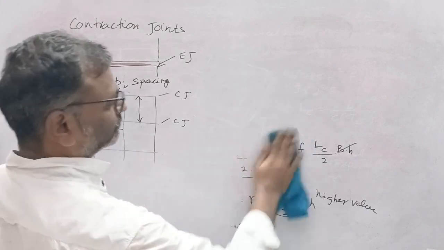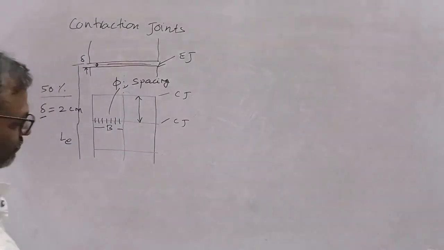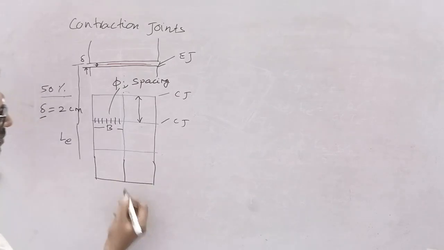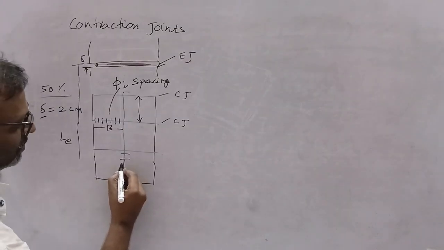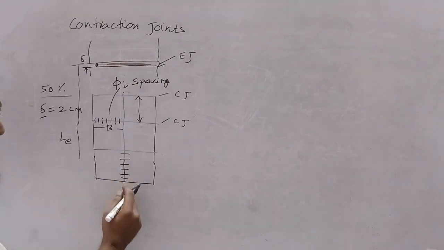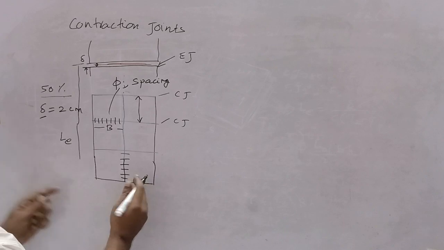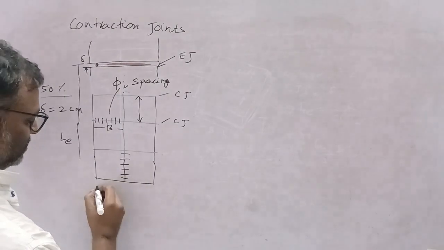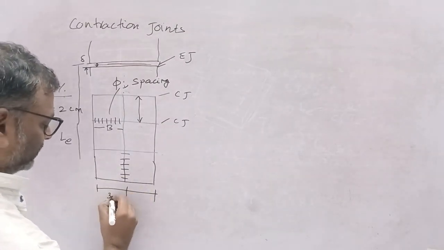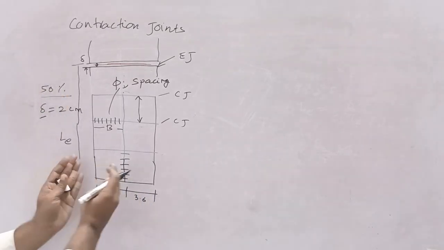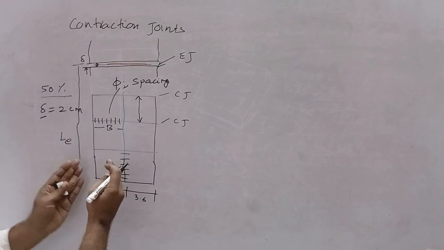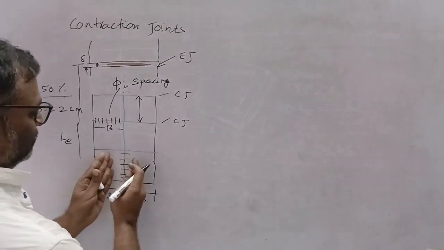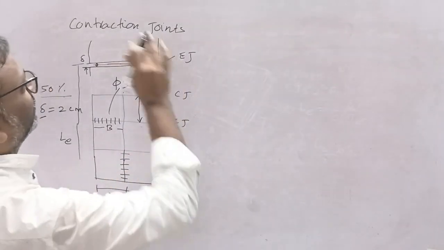tie bars. Tie bars are used along the longitudinal joint here. If it is a two-lane road, we have two lanes, that is 3.6 here and 3.6 here. Then here also, this is also a contraction joint, but we are tying two slabs in the longitudinal way, so we call them tie bars.